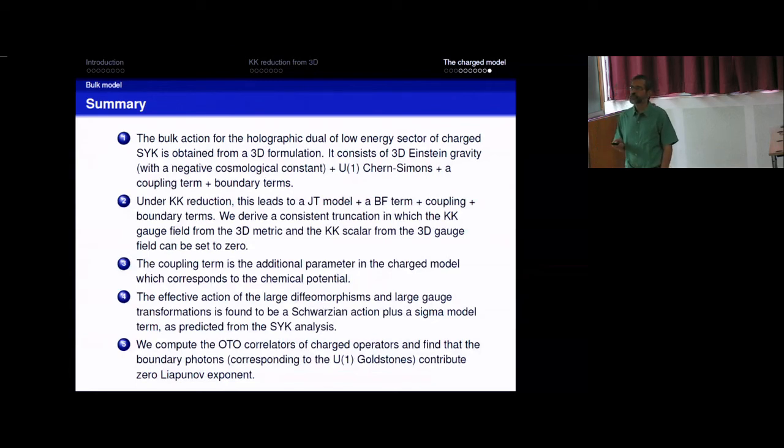We compute the OTO correlators of charge operators and find that the boundary photons contribute to zero Lyapunov exponent. Thank you.